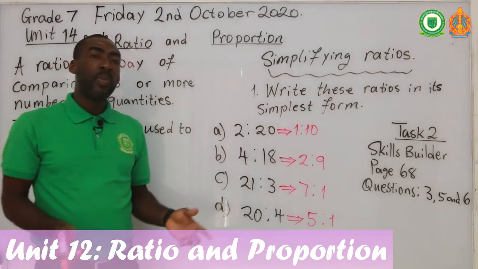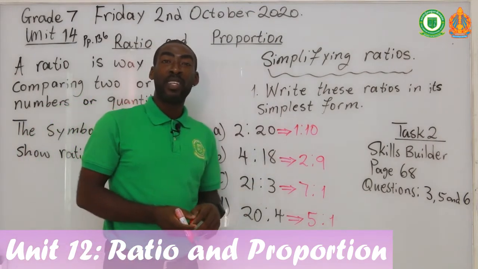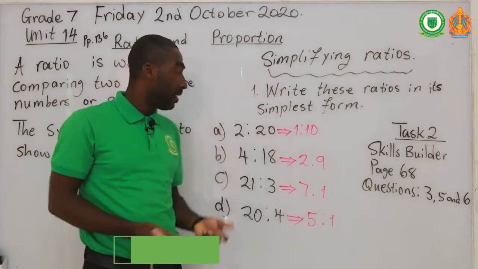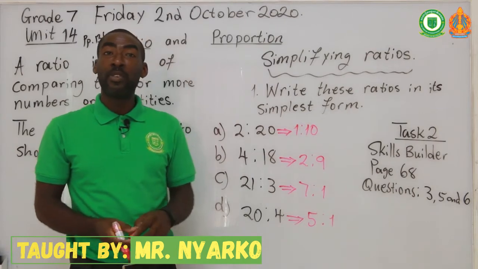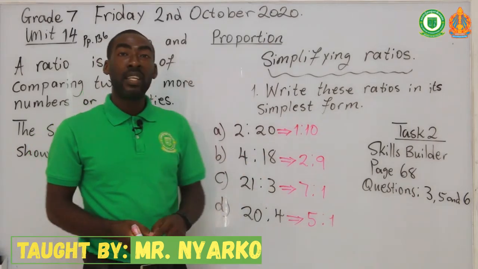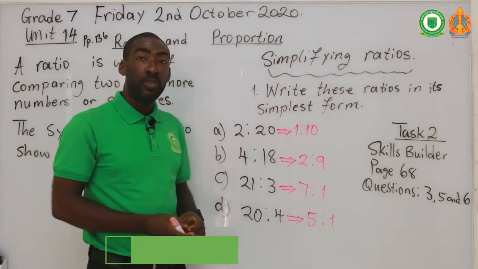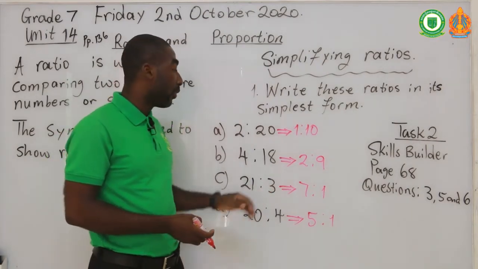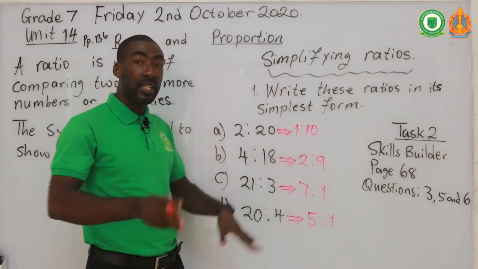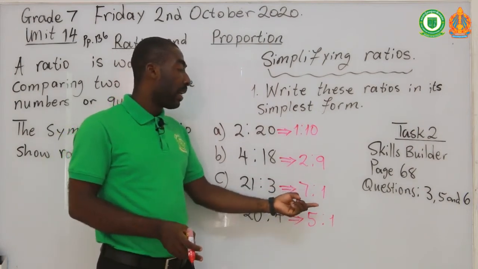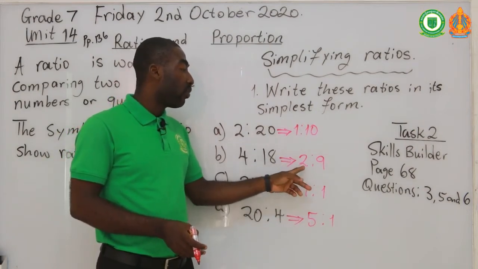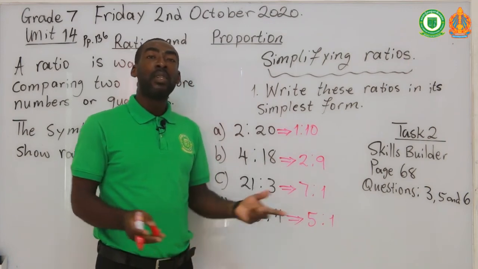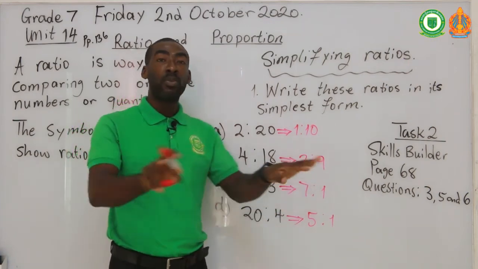It looks very simple, but you have to be conversant with your divisions so that it becomes very easy for you to simplify your ratios all the time. Whenever you meet a situation whereby it is not possible to simplify it, you just leave it as it is. Assuming you were asked to simplify 2 to 9, which is not possible, so you just have to let it be as it is.